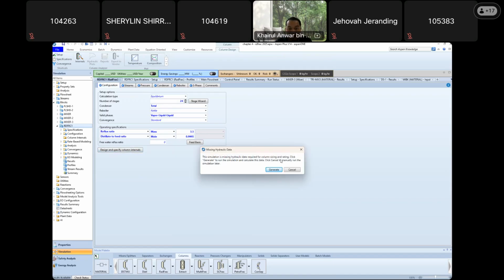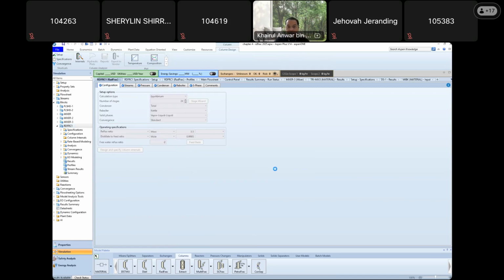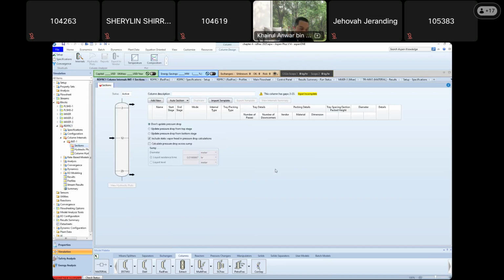The simulator is missing hydraulic data required for column sizing and rating. Click generate to run the simulation and calculate this data. Click OK.